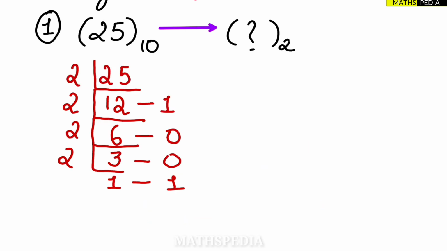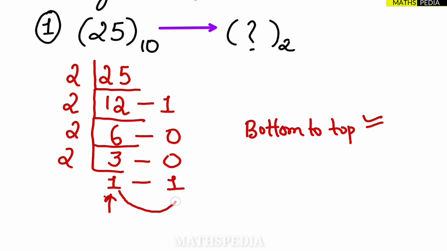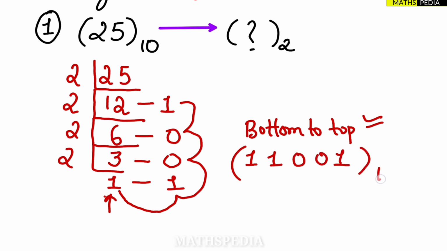As soon as you get 1 at the last, you cannot divide by 2 again. So what you are going to do is take the numbers from bottom to top. Always remember, from bottom to top. This is a very important concept. From here we start, go to 1, then this, this, this, like that. So it is 1 1 0 0 1, and put base as 2. Done, we have got the binary.